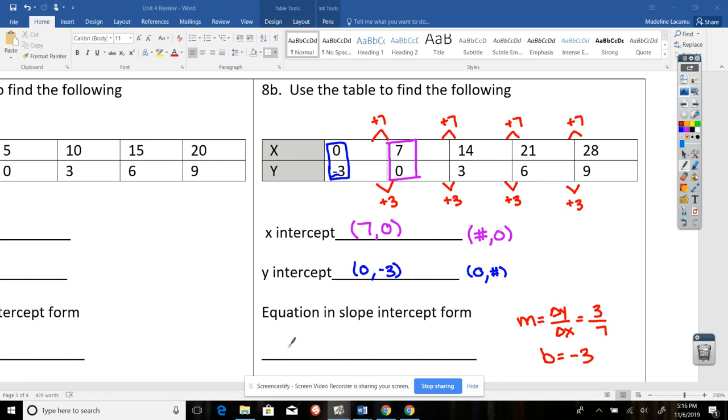Now we can write this in slope-intercept form, which was y equals mx plus b. So y equals, our m is 3 over 7, then we have x. And our b value is a negative 3, so minus 3. So there we have our x-intercept, our y-intercept, and our equation.